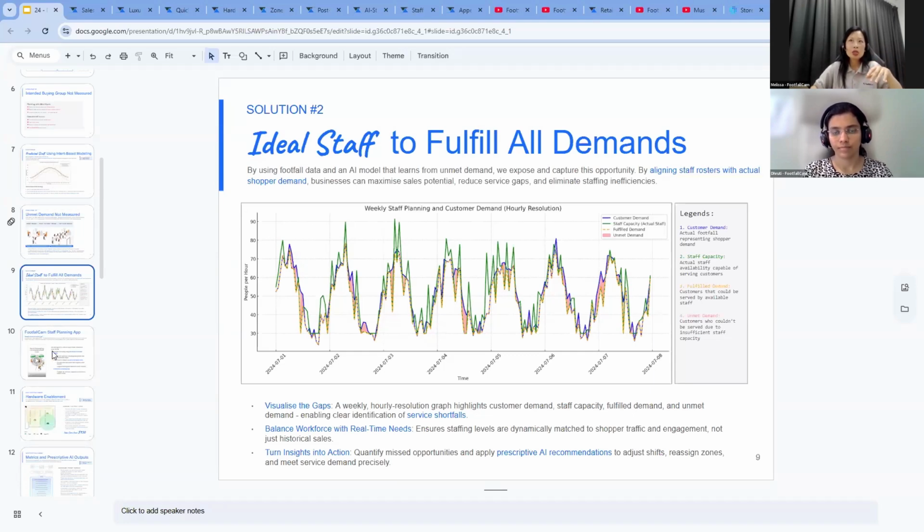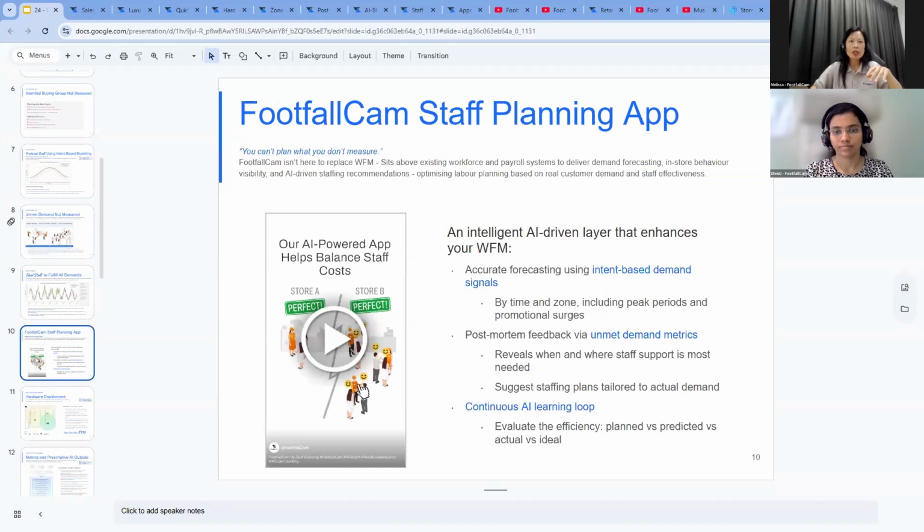Now, let's look at what our app actually looks like, and more importantly, how it helps you. What we have built is not just a tool, but a well-structured workflow that encapsulates the best practices in staff planning. We designed it specifically for non-technical users. It is intuitive and doesn't require any specialist training. We will have training, but an hour or so would be sufficient. It is meant to support your existing operations, not to disrupt them.